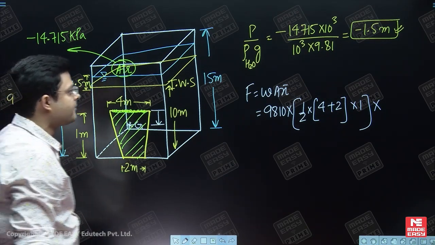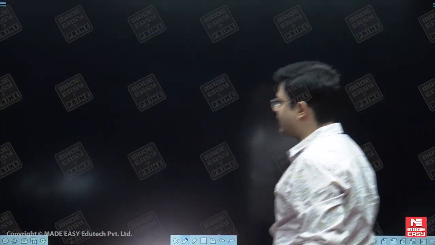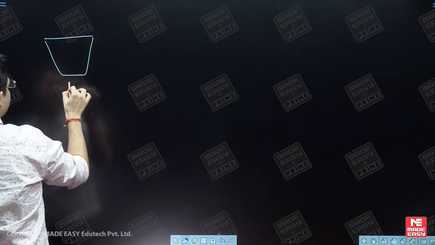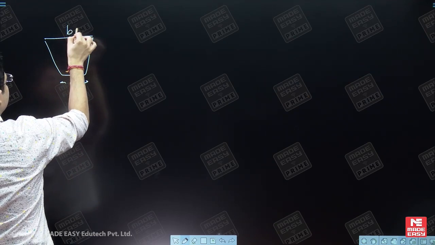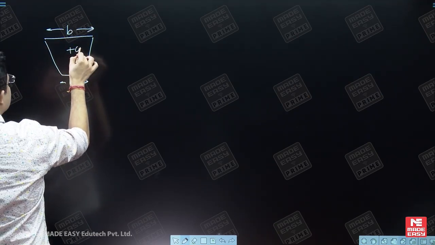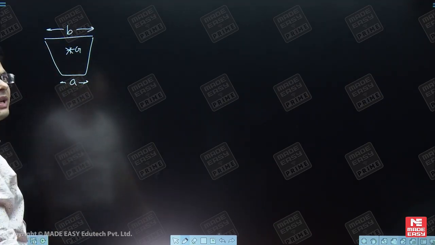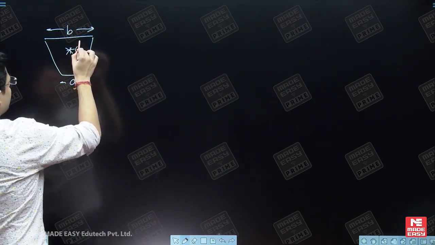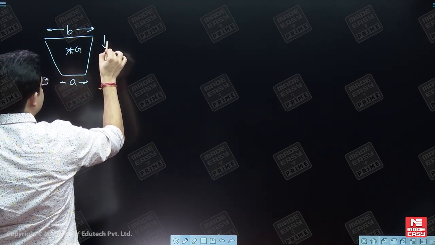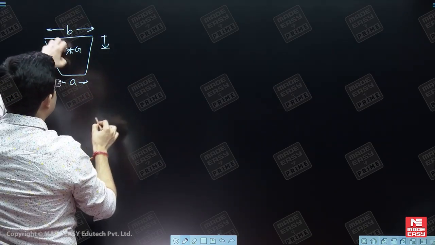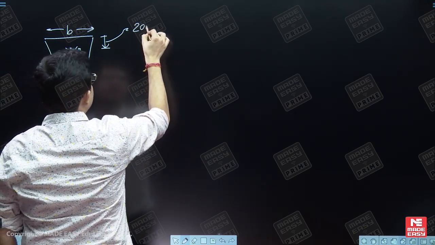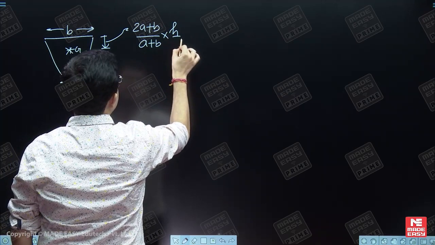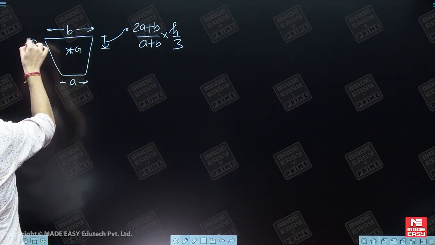Let me make you revise. If you talk about a trapezium, in the classroom we have seen beautifully, if this side is A and this side is B, and this is going to be the CG of the trapezium. I'm making you revise because this is a revision through questions course. If you want to find the distance of this CG from this parallel side, which is B, your distance is going to be (2A plus B) divided by (A plus B) into H by 3, where H is the height of the trapezium.